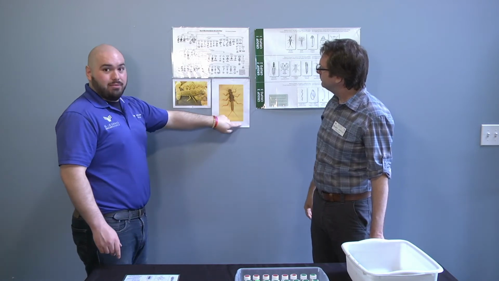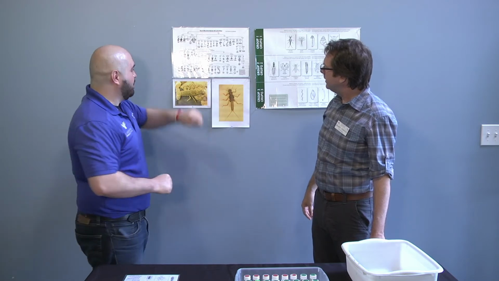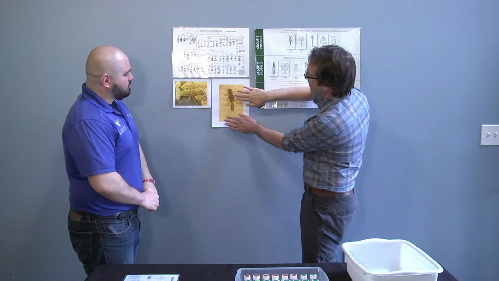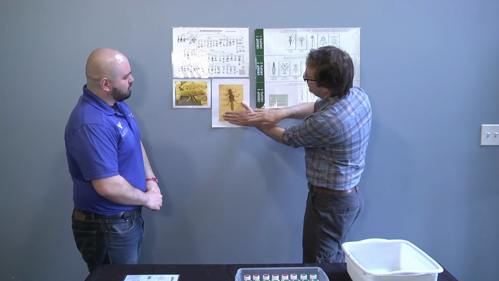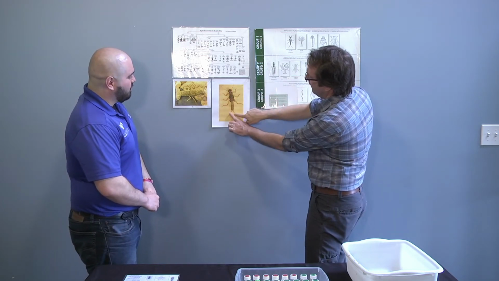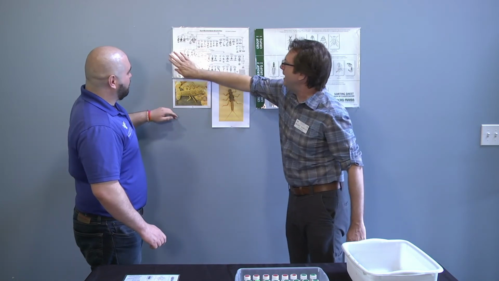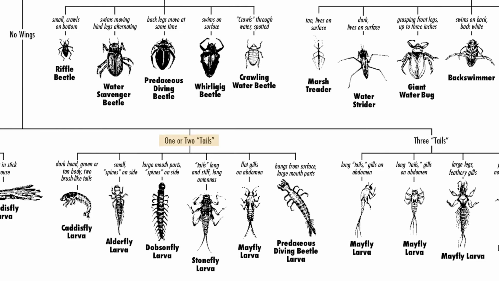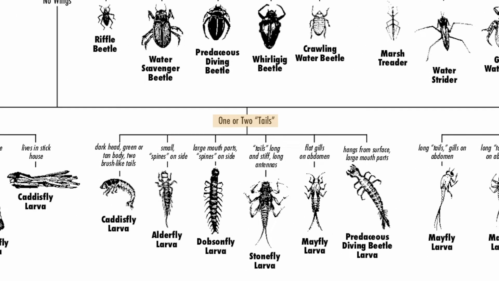Well, I obviously see some tails. Yeah, if this was one of the ones with no tails, and we do have ones that look very similar to a stonefly that don't have tails. Okay. But this one does have obvious tails, so we can eliminate those. Excellent. So my next selections are 1 or 2 tails or 3. Well, I'm counting 1 and 2, so I'm coming down here. Now I have 6 options to look through.